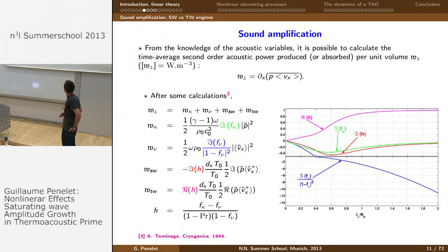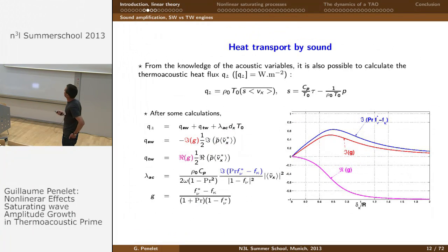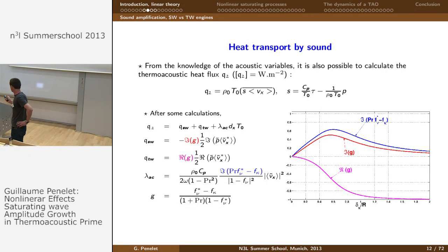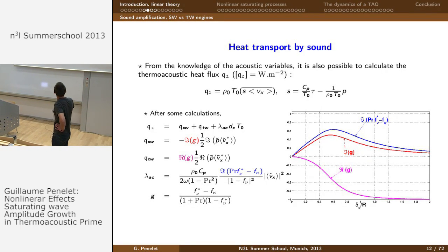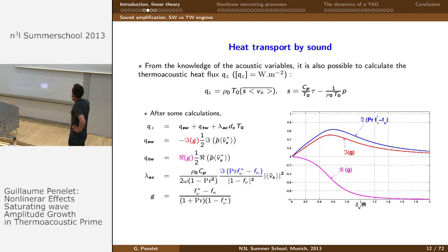In the same way, we can describe the heat transport by sound due to the acoustic motion, which is defined as follows. It's the time average of the product between acoustic entropy and acoustic velocity. And also we can decompose this term into three terms: a standing wave component, a traveling wave component, and another component which depends on the temperature gradient.